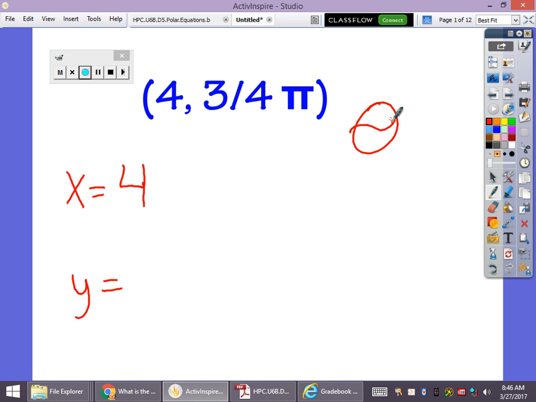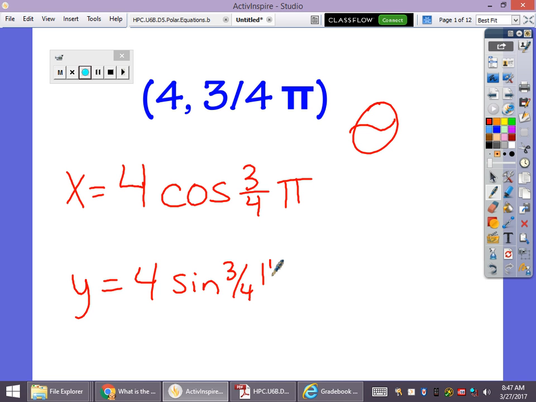Now look at your formula again. What do you want to say? X equals, okay, getting better, 4 cosine 3/4 pi. Okay? And so then what is y going to be? 4 sine 3/4 pi. What do you know about 3/4 pi? It's 135 degrees. Great.